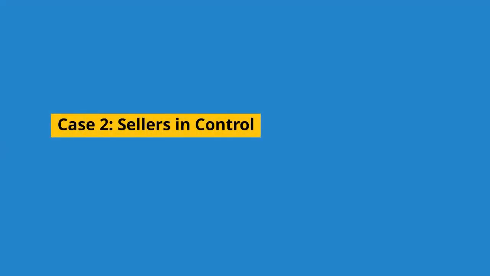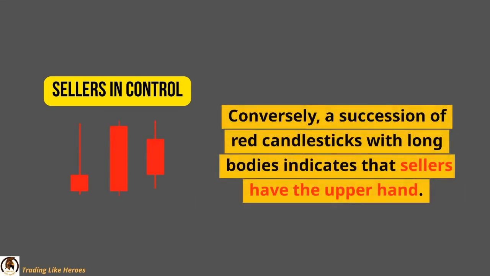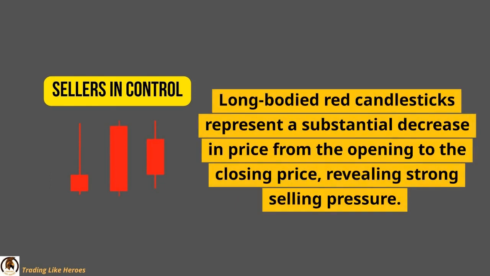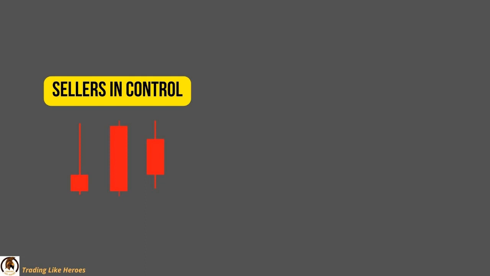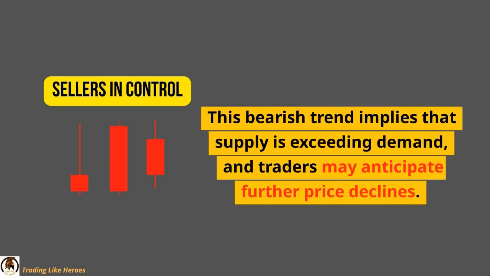Case 2, sellers in control. Conversely, a succession of red candlesticks with long bodies indicates that sellers have the upper hand. Long-bodied red candlesticks represent a substantial decrease in price from the opening to the closing price, revealing strong selling pressure. This bearish trend implies that supply is exceeding demand, and traders may anticipate further price declines.